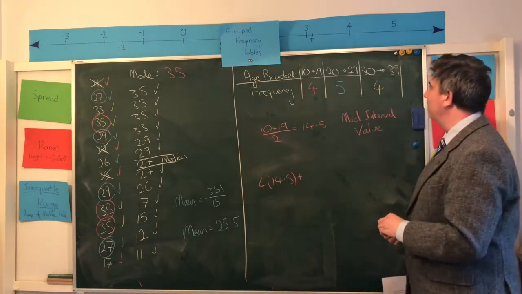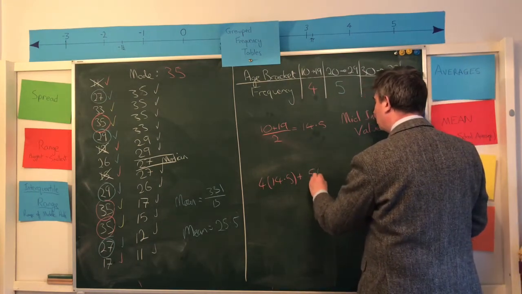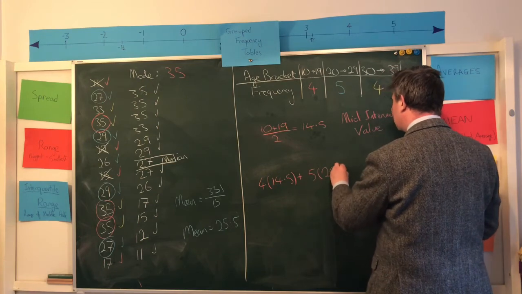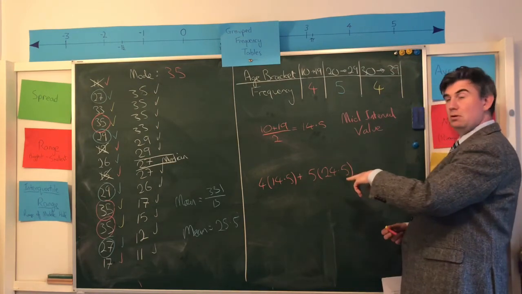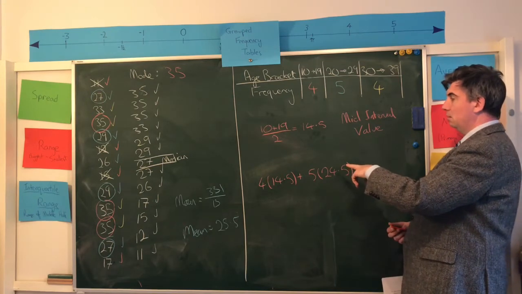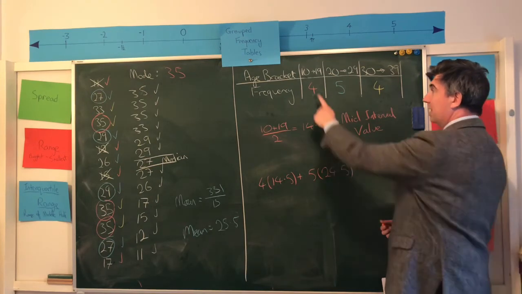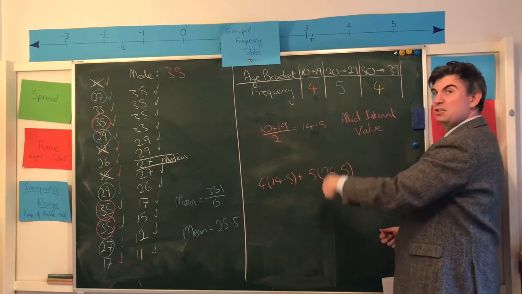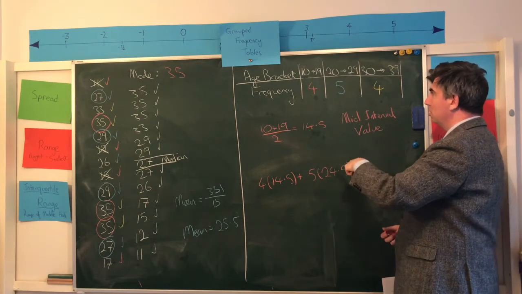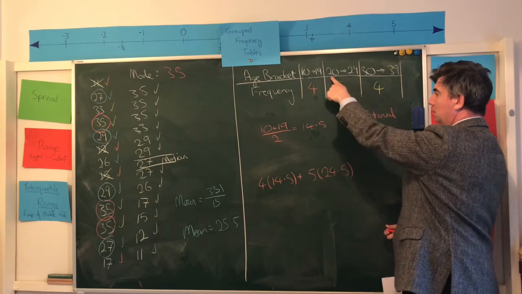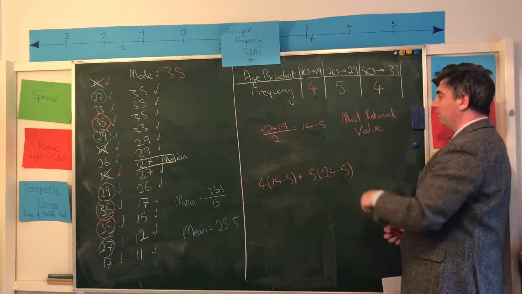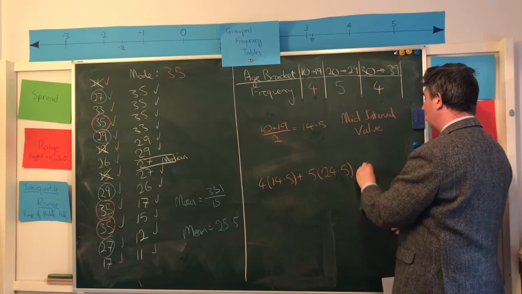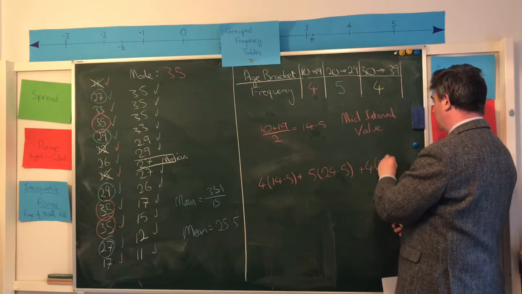Similarly, I will have 5 24 and a halves. Can we see how I'm going to get 24 and a half? Well, in order to get from 10 to 14 and a half, I had to go forward 4 and a half. So in order to get from 20 to the halfway mark, I'm going to go 4 and a half again, so it's 24 and a half. And then I'll have 4 34 and a halves.